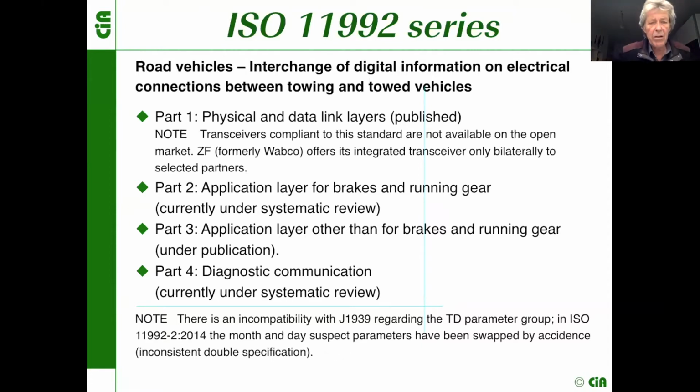Maybe there's one note, there's an incompatibility between the J1939 regarding the time and date parameter, but this will be solved. We will in the future make reference to the J1939 digital annex, so that we are then again in line with the specification of the time and date parameter. What has happened, we have just swapped date and month. So that means you have 12 days in the year, and you have a correct interpretation of the data. Otherwise, it's wrong.